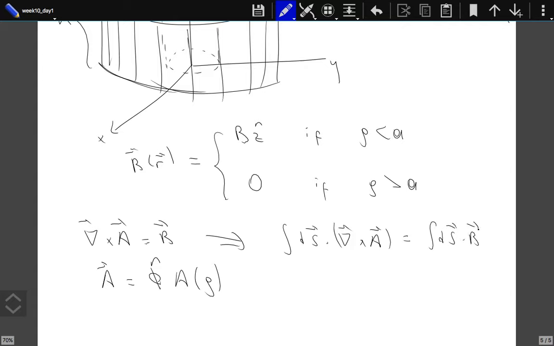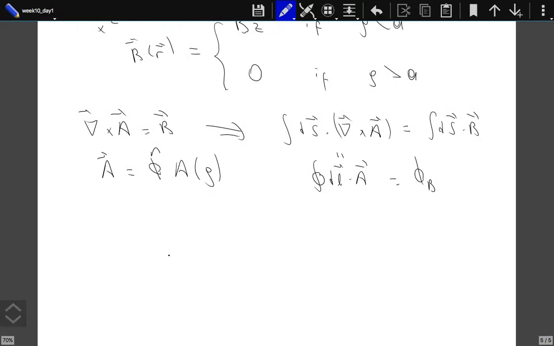But the surface integral of a curl of a vector field, I can write it as a line integral over the boundary of my surface. This is my left-hand side. The right-hand side is nothing but the magnetic flux. So I can use this relation to determine what A should be for the solenoid.